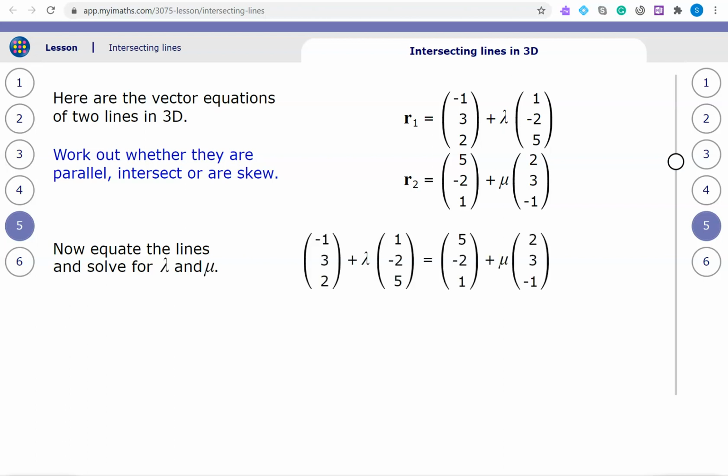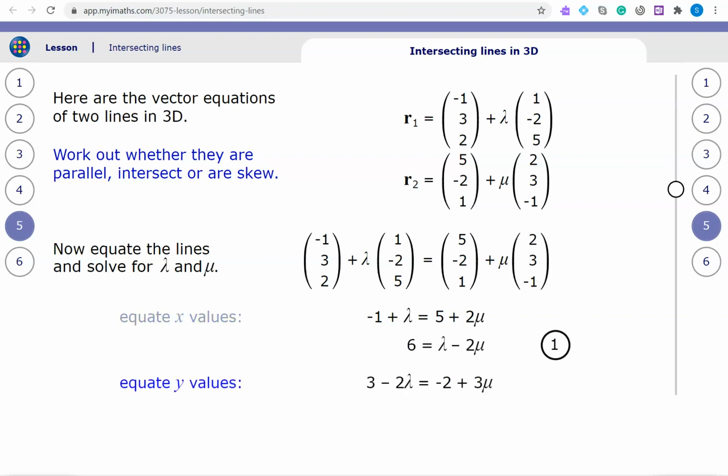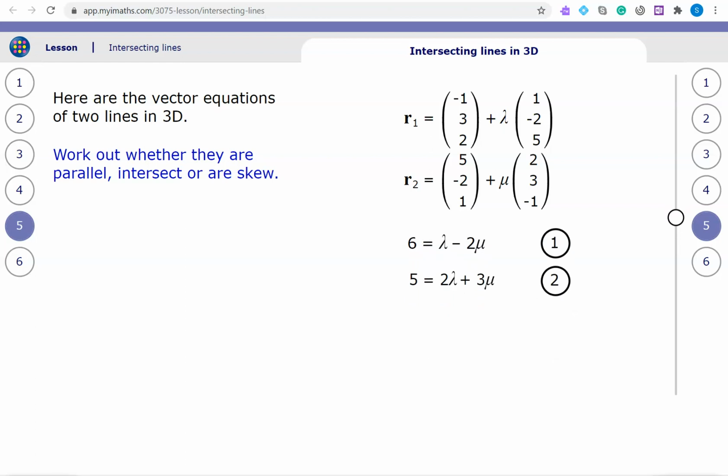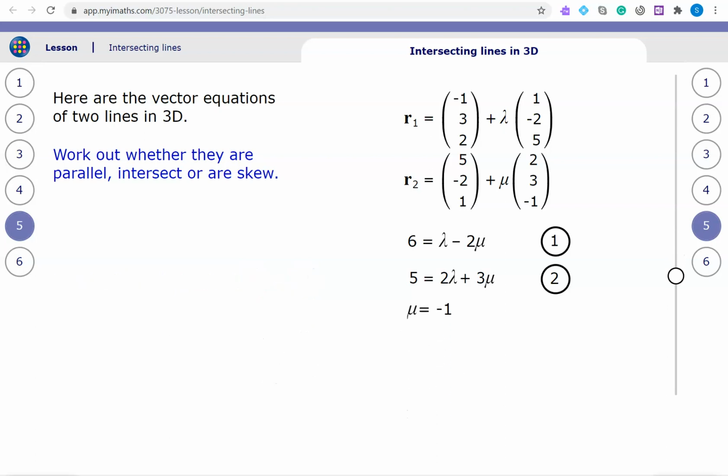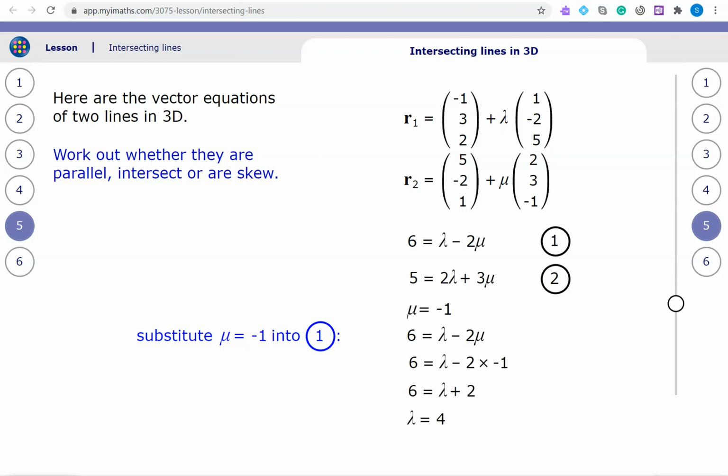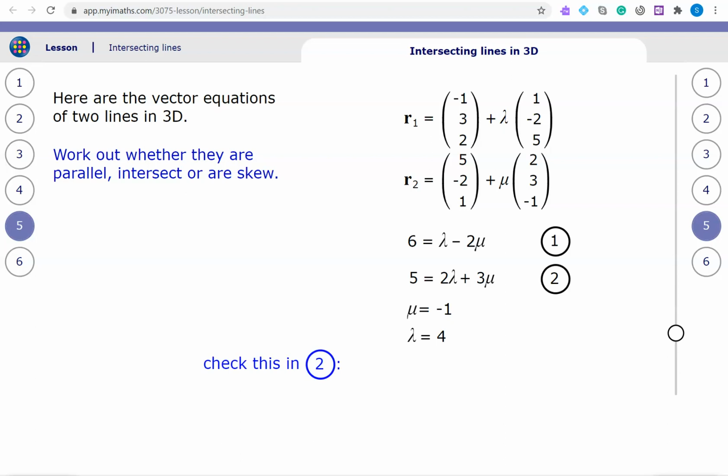Now we need to see whether they intersect. So equate the x values, get an equation, equate the y values, get an equation, and then I look to solve them simultaneously. I come up with the value of mu being minus 1, and if I sub that into equation 1, I come up with the value of lambda, that is 4. Now, I can check this by putting this into equation 2. If I put in the value of mu and the value of lambda into that equation, it works.